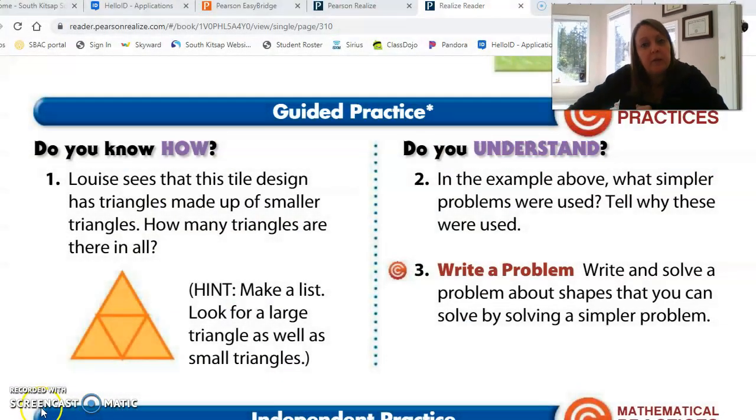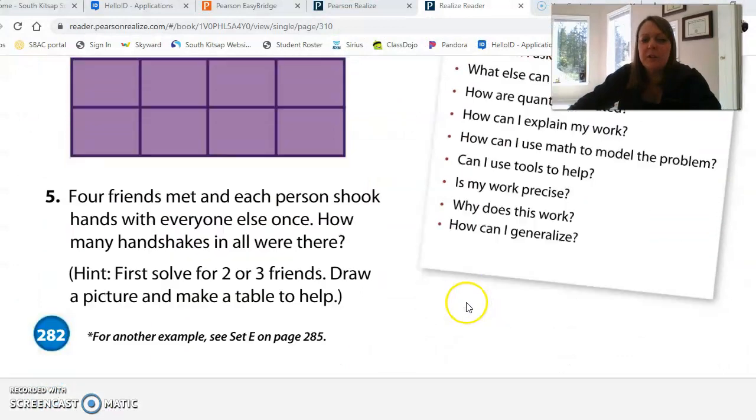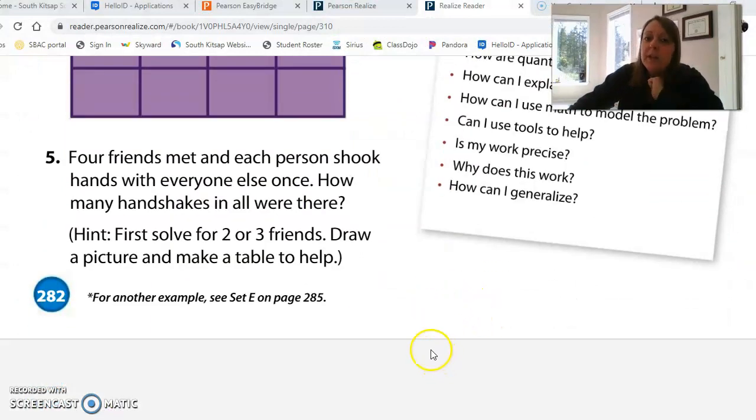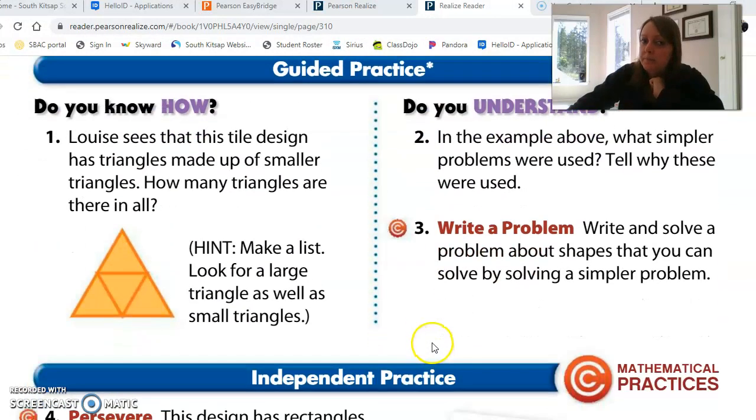And I already have my guided practice up. And I should have told you, I forgot to tell you on Monday, but today we're on page 282. All right. Here we go with our guided practice because sometimes we have to solve a little bit of a smaller problem to answer a big question.